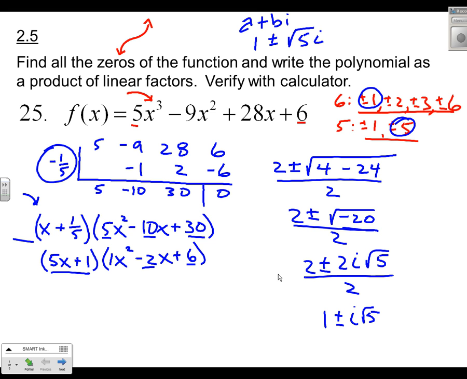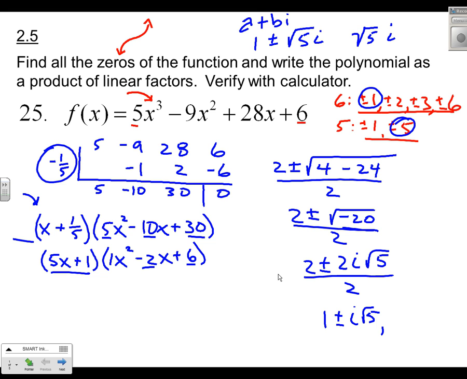And I'm not crazy about that unless you're really careful to separate the i from the square root. So if you were going to write it that way, it should be square root of 5, and make sure the i has a nice gap in there. That's why I put the i in front. The i is definitely not under the square root. Okay, that means my zeros are 1 plus or minus i root 5.